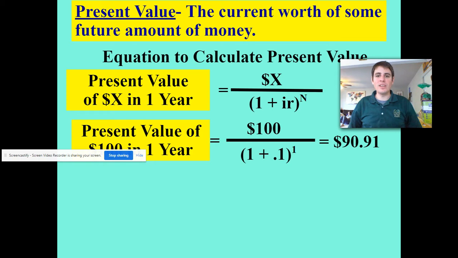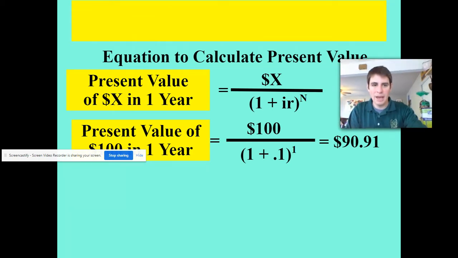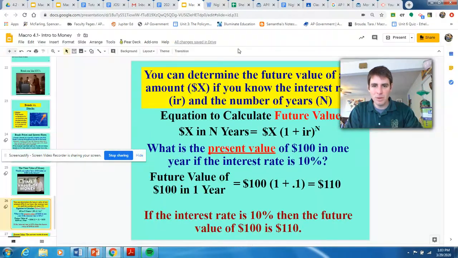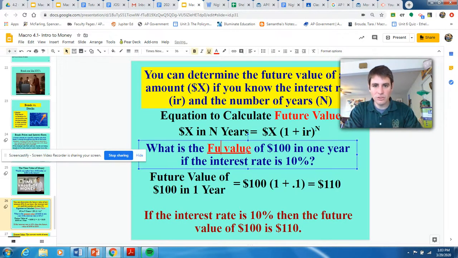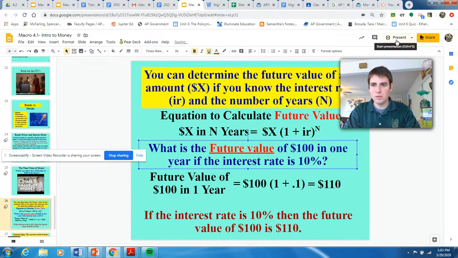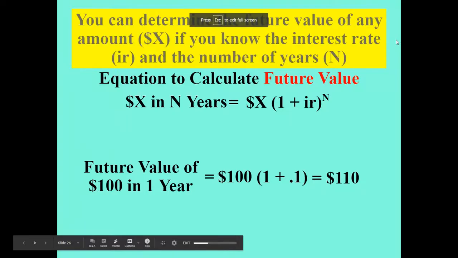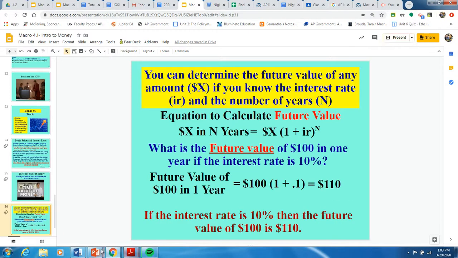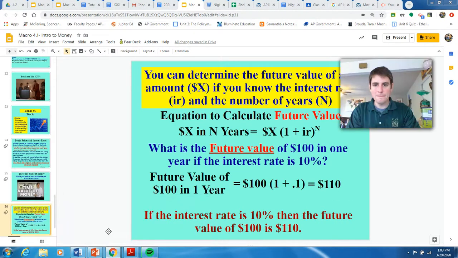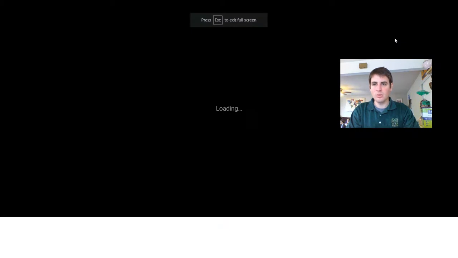So here is the present value of money. This is the other side of this. And actually, if I go back, what is the future value? This should say future value. Hopefully that makes more sense. Can you see me? Am I still recording? There I am. Hello.